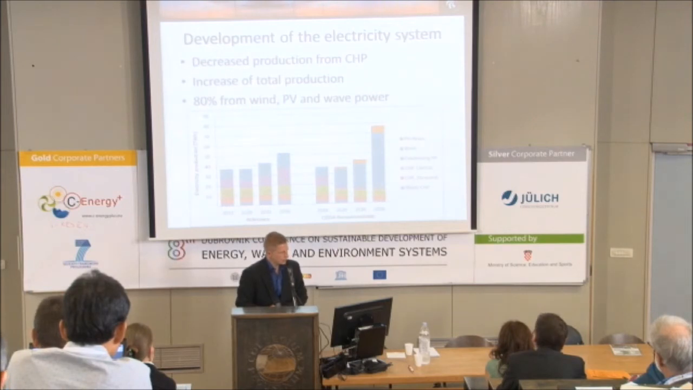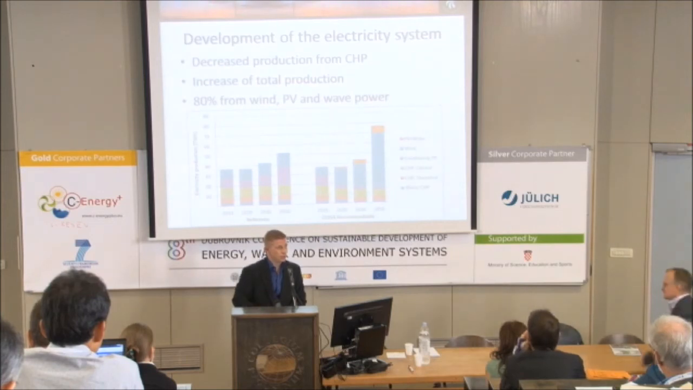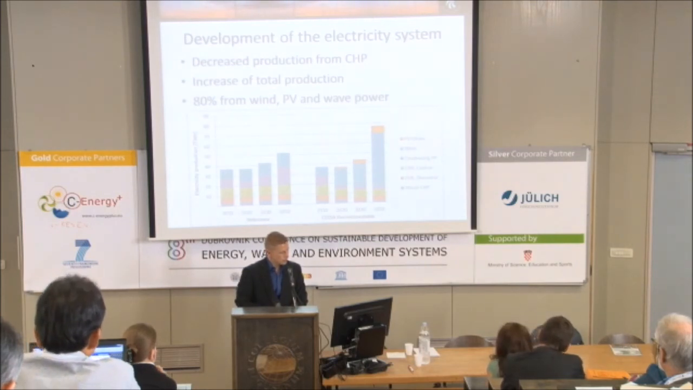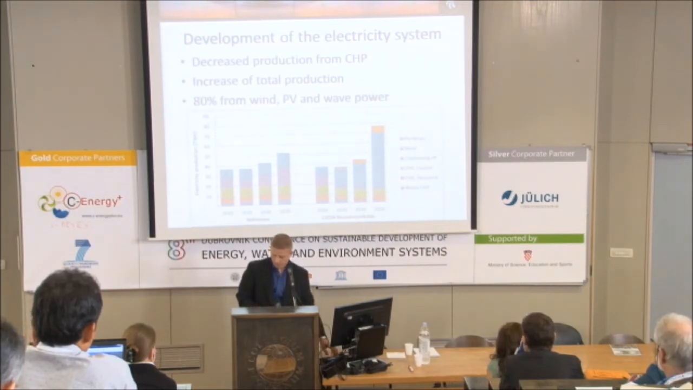If we then look at the production, now this is the terawatt hours, the actual production, we can also see that the power plants produce very little in such a system. So they go to maybe 10 to 15% of load factor. So we need to have a system where the power plants do not operate a lot, but where the wind power and PV and wave power are actually able to provide most of the energy.